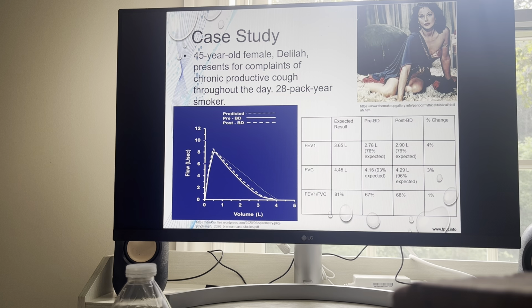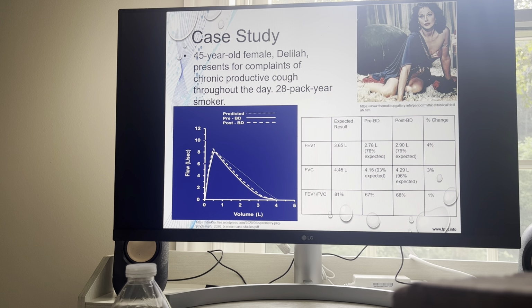Delilah is 45. She has a chronic cough. She smokes. Let's look at her flow loop. Good effort. She has some mild concavity. Remember, we want that slope to be pretty much straight, and she is sloping in just a bit. That is suggestive of obstructive lung disease. Let's look at her FEV1 FVC. Is the ratio less than 70%? Remember, pre-bronchodilator. Yes, it is. She's at 67. She has obstructive lung disease.